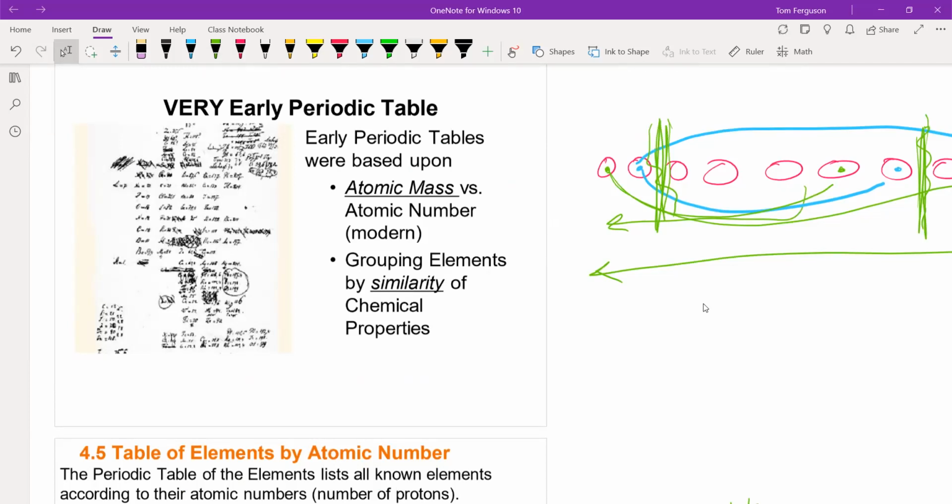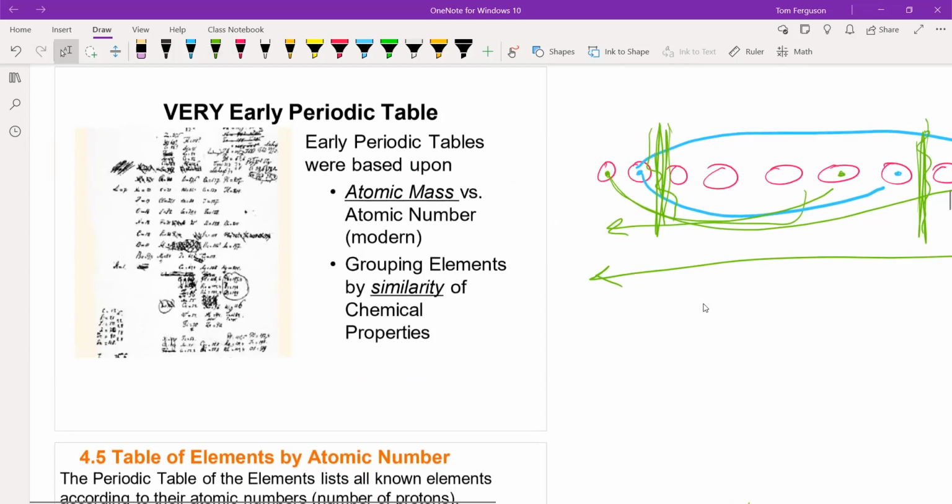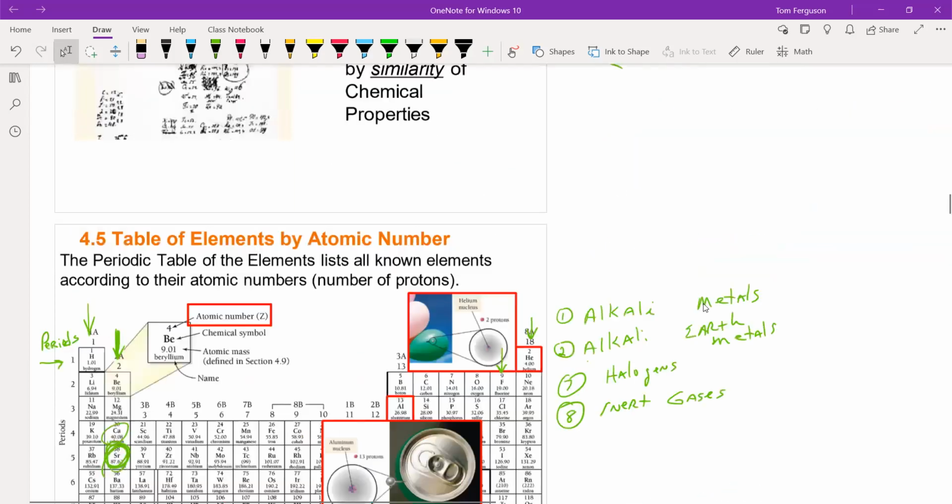The geologist decided not to publish. The physicist did. His name was Mendeleev, and everyone associates Mendeleev with the discovery of the periodic table. It was really this geologist, but geologists didn't publish. So publish or perish, right? And this is what his periodic table looked like. Kind of hard to understand it, but that's what it looked like.